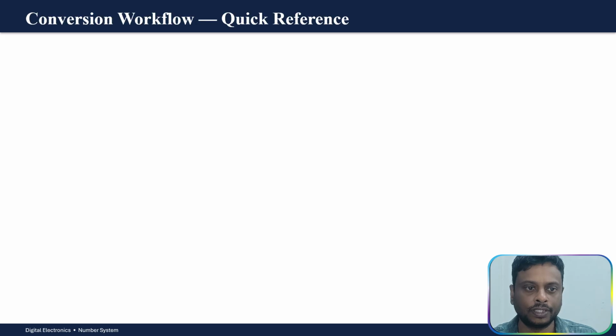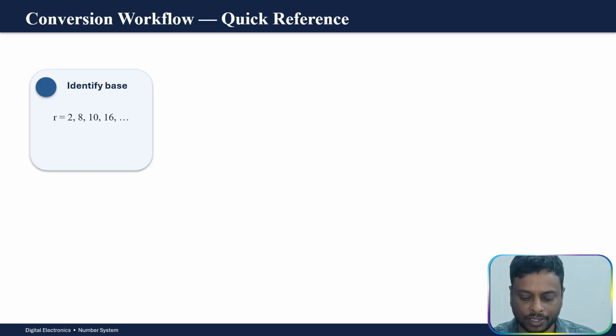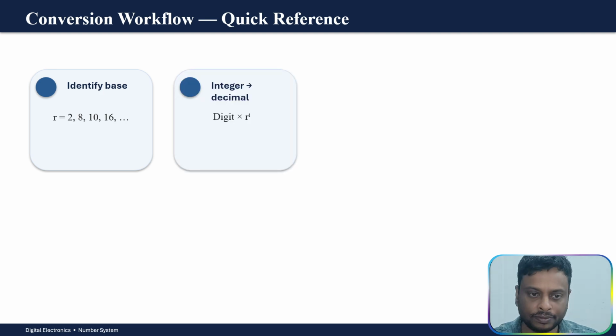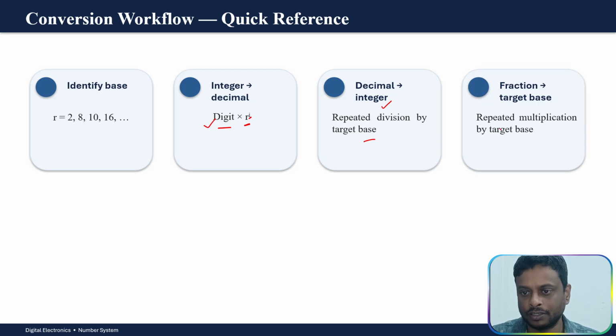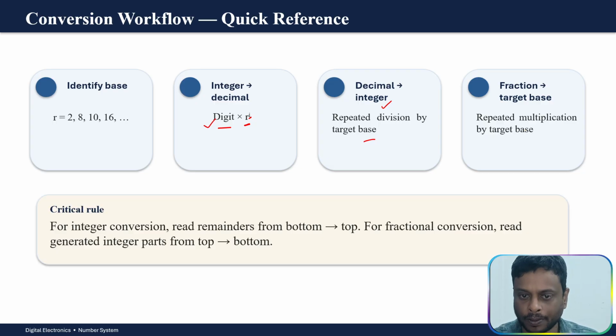Okay. Next one is the conversion workflow that we have done so far. Identify the base first, then for conversion to a decimal number system, what we are doing is: digit into R, the base, raised to the position value, and that we have to multiply. So this is any base to decimal. Then decimal to any base: we divide by the target base for the integer part. For the fractional part, we multiply by the target base. For integer conversion, read the remainders from bottom to top. For fractional conversion, read the generated integers from top to bottom.